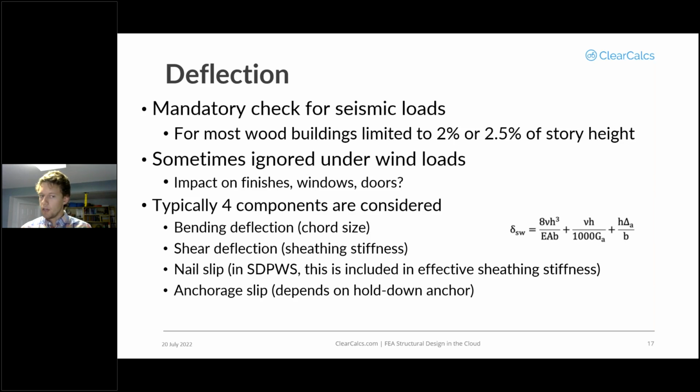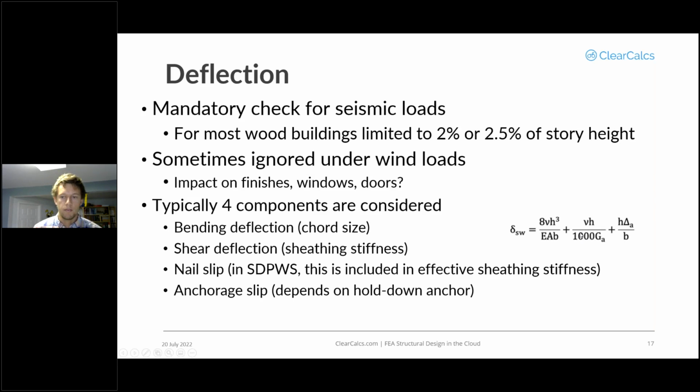In the SDPWS, this is already accounted for. The design specification gives you an effective sheathing stiffness, and that already accounts for the slip in the nails. So that's why, if you see the equation on the right here, it doesn't have any term for nail slip. It's only got 3 terms.